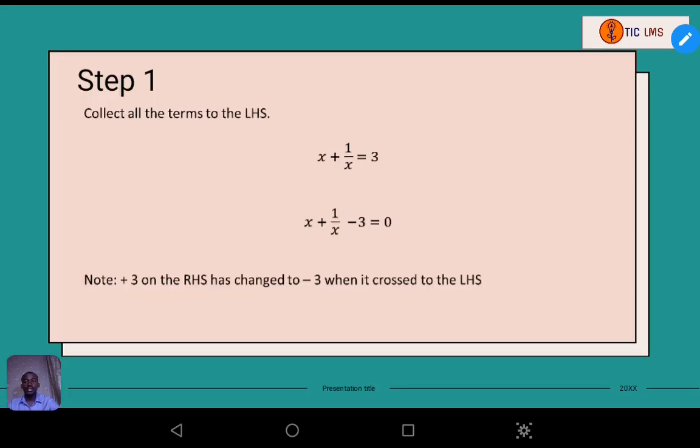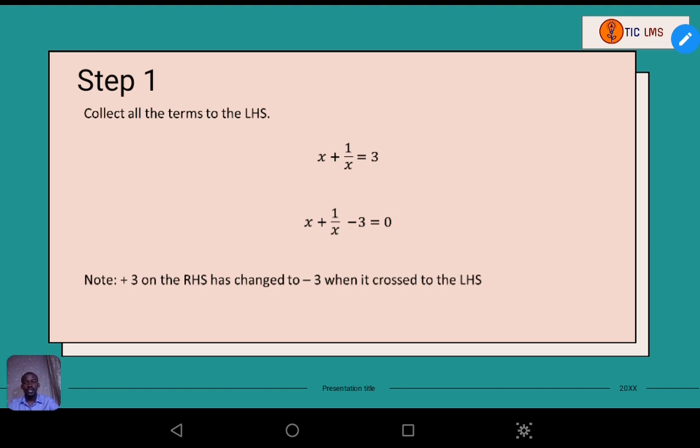So the first thing is to collect all the terms to the left hand side. So here is what we're given, that is x plus 1 over x equals 3. So we want to move the 3 on the right hand side to the left hand side. Now on the right hand side it is positive 3. When we move it to the left hand side, it becomes negative 3.